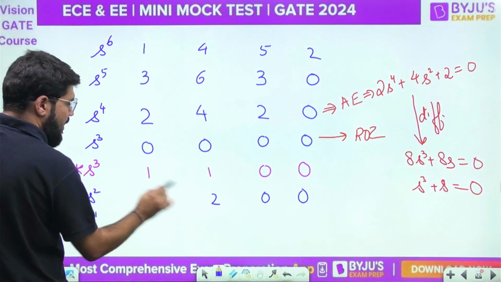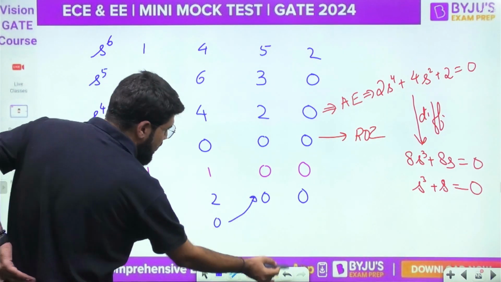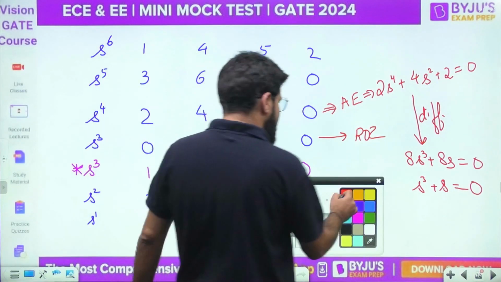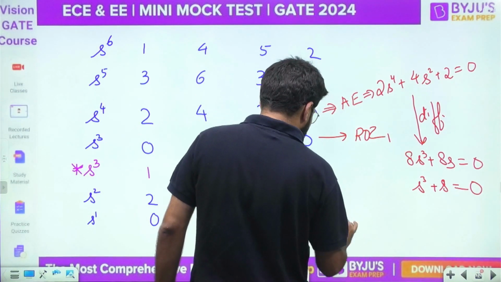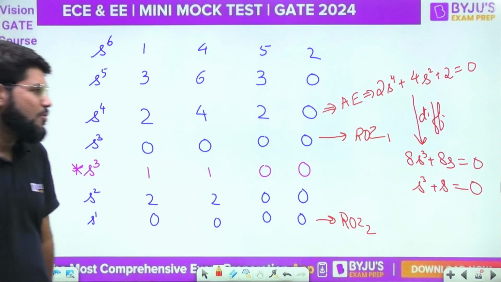So 2 minus 2. Oh my god, it's again 0. This is anyway 0 because above everything is 0, 0. Similarly, this is 0. Last element always 0. One more row of 0. So this is row 1, and this is row 2. You have row 1 and row 2, 2 rows of 0.